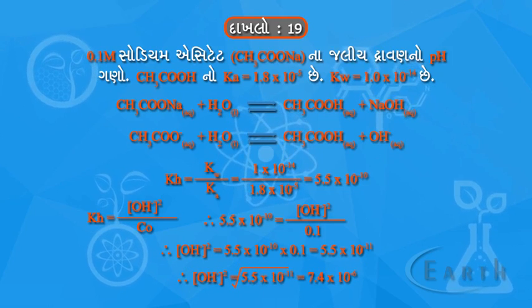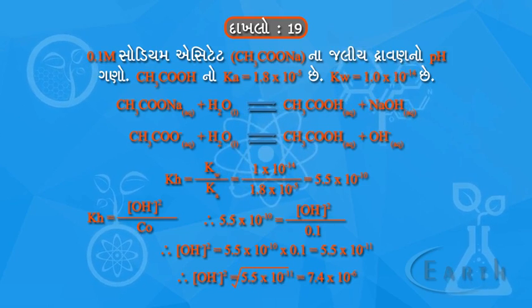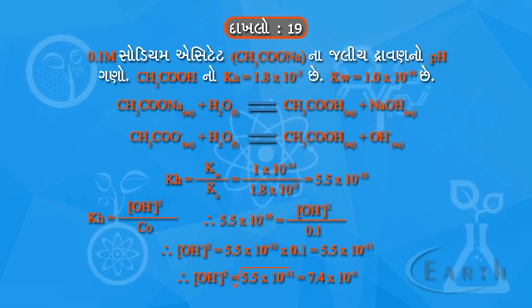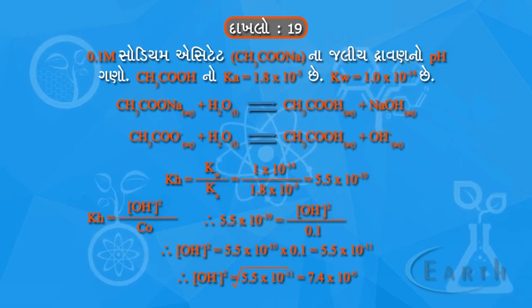માટે [OH⁻] = √(5.5 × 10^-11) = 7.4 × 10^-6.